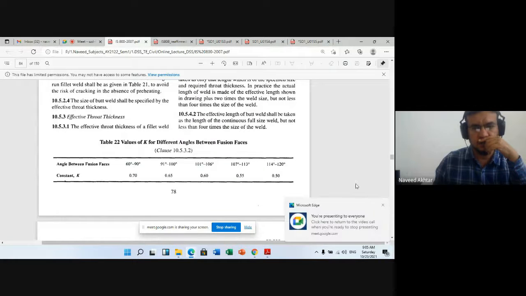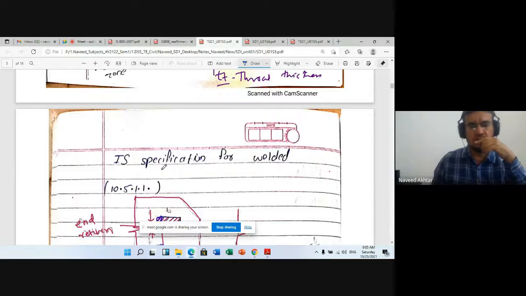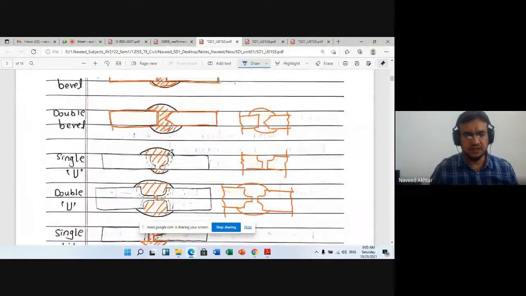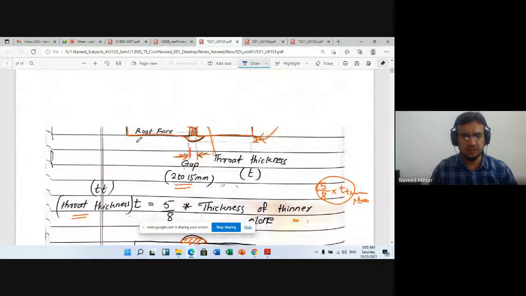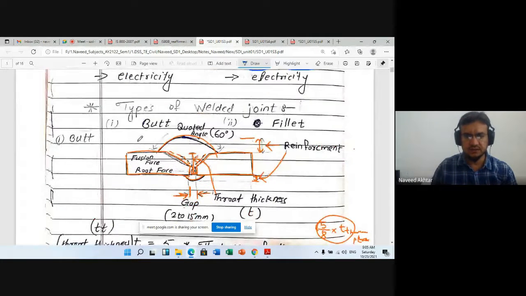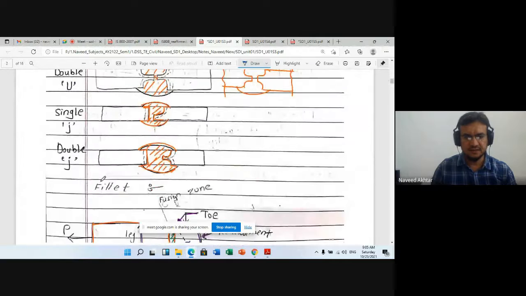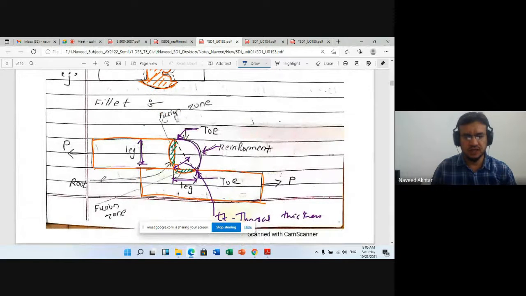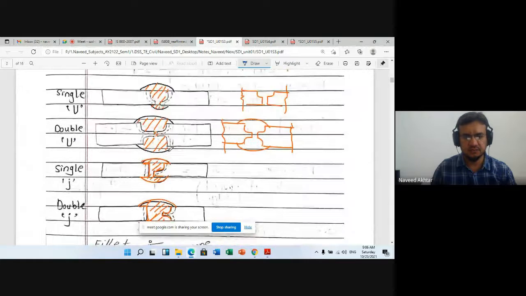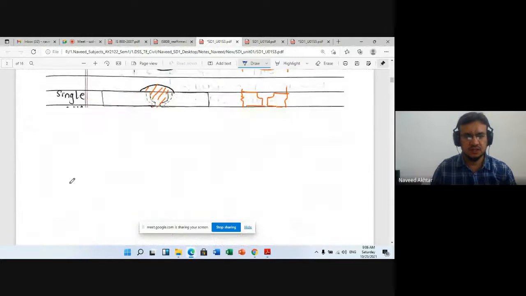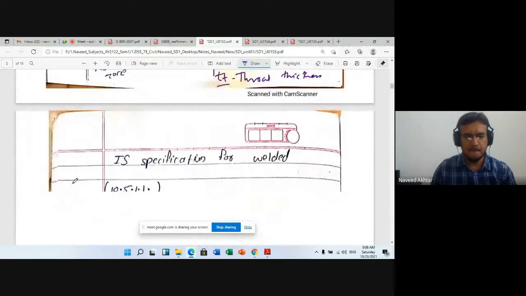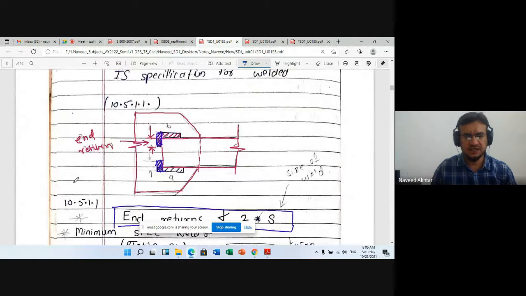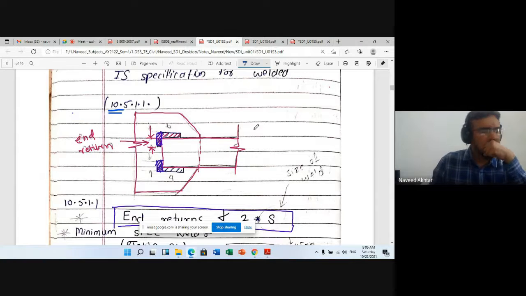Okay. So yes, we started yesterday the welded connection. We have seen the two types of weld, that is butt weld and fillet weld, and in that how you can join. This is the fillet weld, and these are the butt welds and different types of butt welds. Also, we have seen the IS specification for welded connection, that is section 10.5 of IS 800:2007.